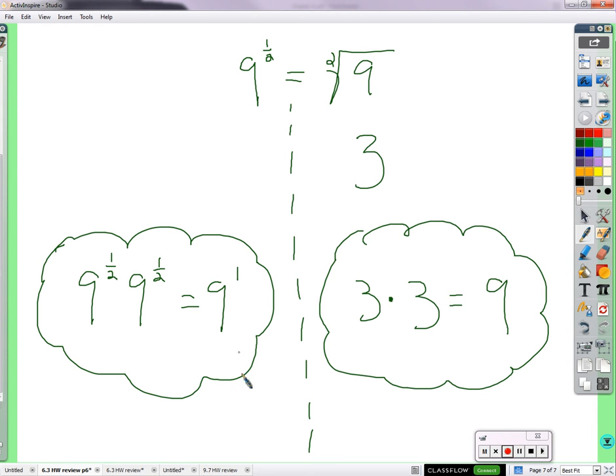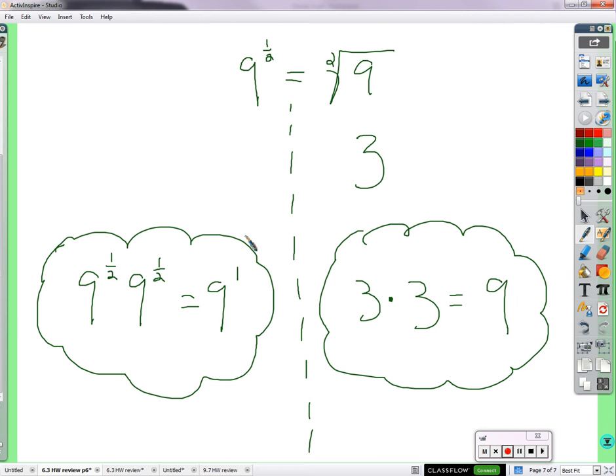No, a half plus a half is a 1. Half plus a half is a 1. And what's 9 to the first power? 9. Yeah, anything to the first power is just itself, even 0, even negative numbers. Anything that you raise to the first power is just itself, so we get 9.